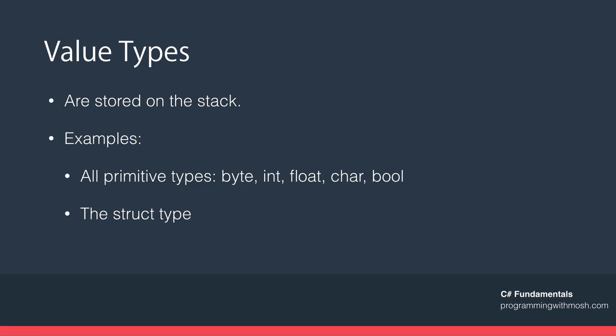Value types are stored on the stack. What is the stack? When your program is executed, a limited amount of space in the memory is allocated to each thread of your program. And this space is used to store simple values, like all primitive types like byte, integer, float, char, bool, as well as the struct type. Values stored in the stack have a short lifetime, which means as soon as they go out of the scope, they immediately get kicked off the stack by the runtime.